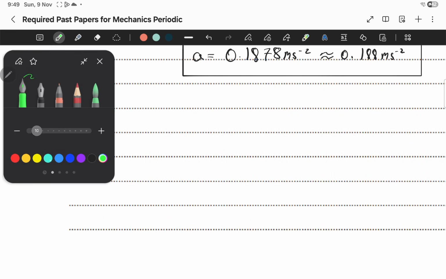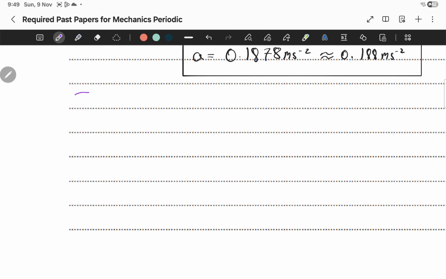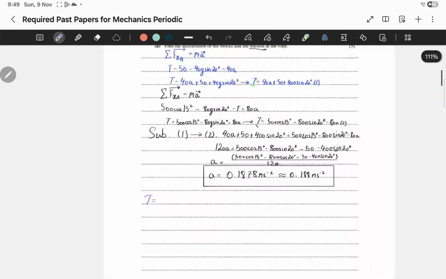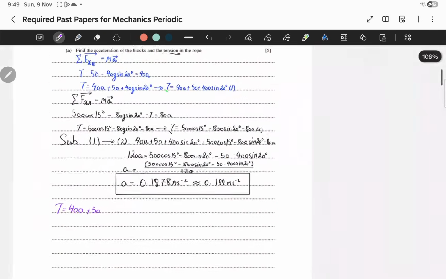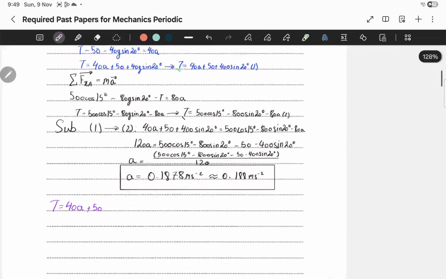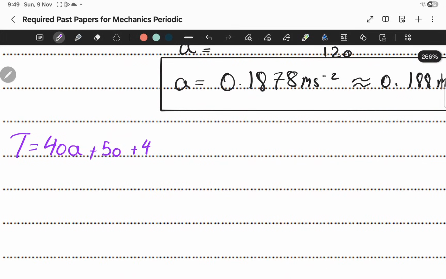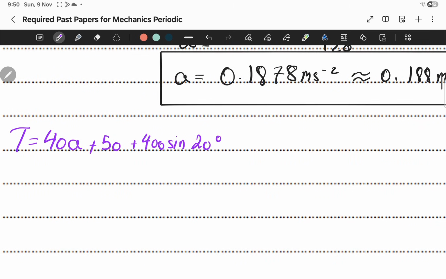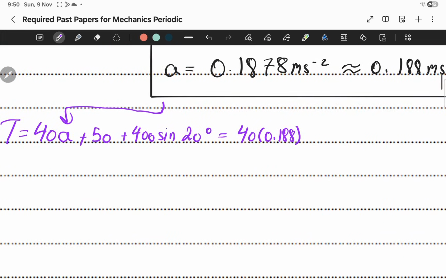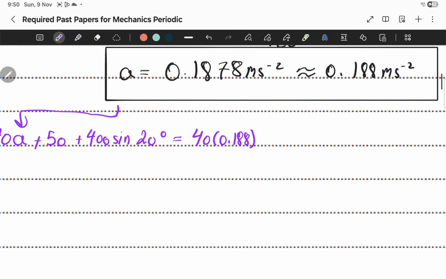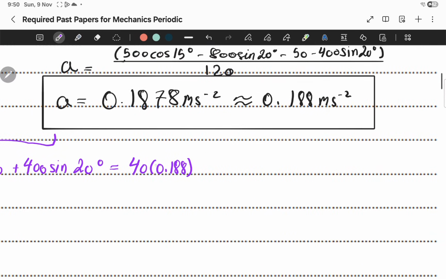I'll write with purple. Tension is equal to 40A plus 50 plus 400 sine 20 degrees. Now you have A, so you're going to substitute it in here. So this equals 40 times 0.188. On the actual exam, use the calculator value, write down 0.188 and use that in your written working.